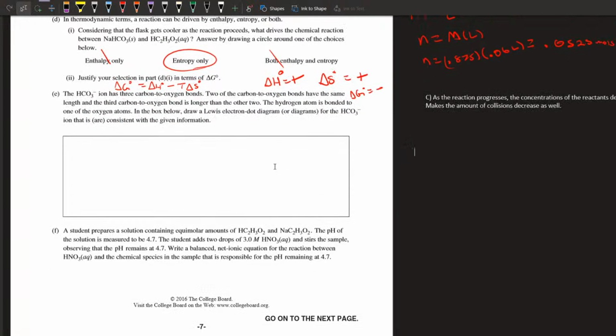All right, so let's do 2E. The HCO3 minus ion has 3 carbon to oxygen bonds. 2 of the carbon to oxygen bonds have the same length, and the third carbon to oxygen bond is longer than the other 2. The hydrogen atom is bonded to one of the oxygen atoms. In the box below, draw a Lewis electron dot diagram, or diagrams, for the HCO3 minus ion that is or are consistent with the given information. So right off the bat, I know this is going to be a resonance structure. And you'll see why in a second. So let's draw this. There's 3 carbon oxygen bonds. So it's going to look something similar to this.